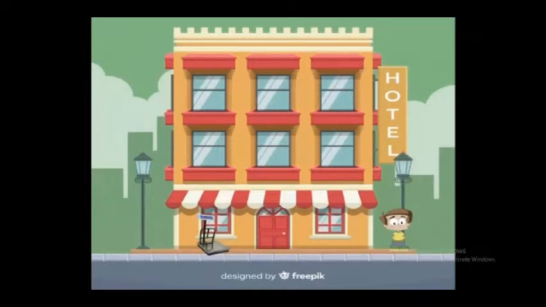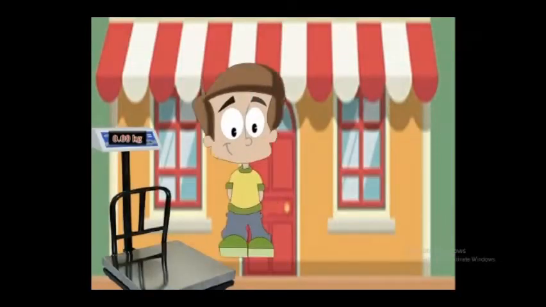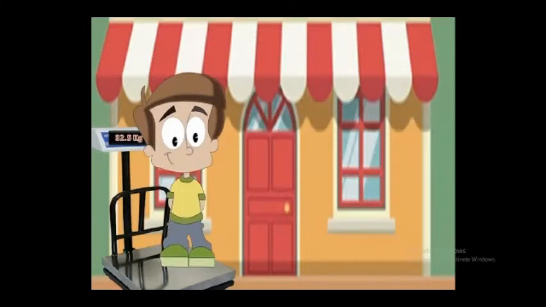Then Tom wants to know his weight. So he comes near a hotel and he sees a weighing machine. So he stands on the weighing machine and weighs himself. So what is his weight? It is 32.5 kg. Okay. Now if you also want to check your weight, you can go to a weighing machine and check your weight.